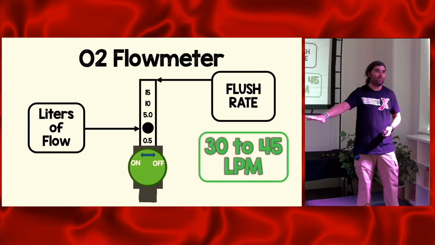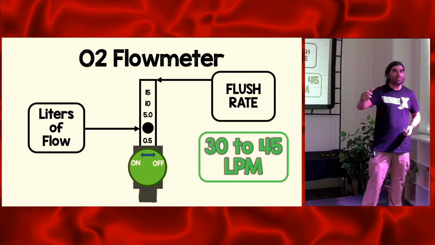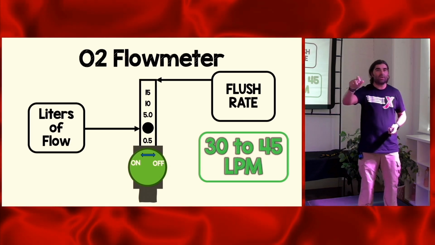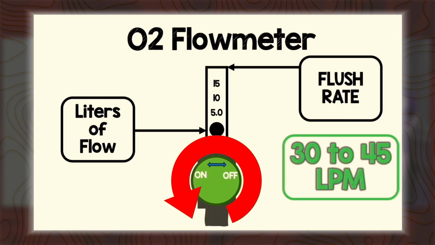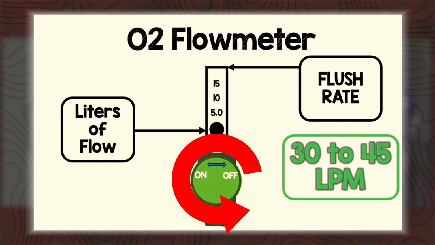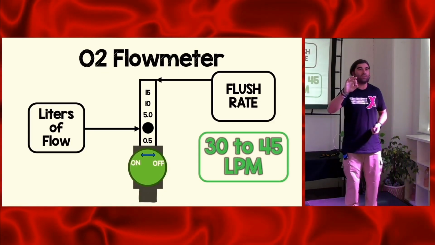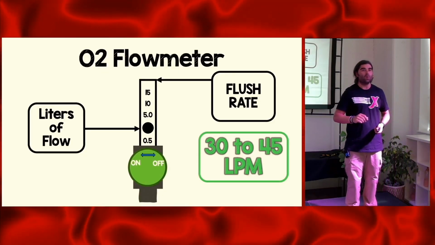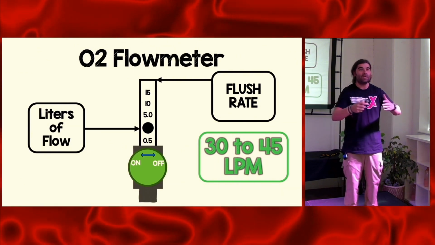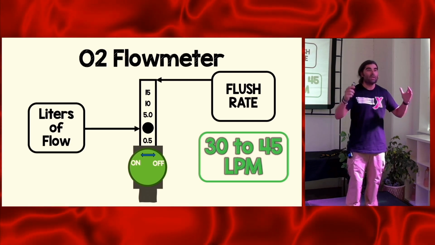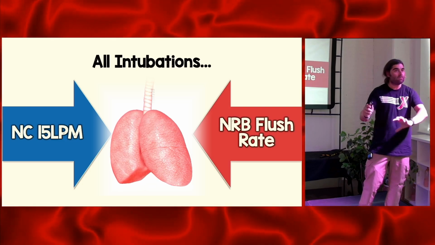And so what do I mean by flush rate? We all have these little meters on the wall. And what I see a lot of people do, and I see this a lot, is they'll turn it up to the 15 and they'll stop. When I say flush rate, I mean you turn that valve all the way till it sounds like you're in a wind tunnel and it won't turn anymore. Most of those valves will get you to 30 to 45 liters of flow. So essentially what I'm telling you is 45 to 60 liters of flow is the way I start every intubation to pre-oxygenate them.